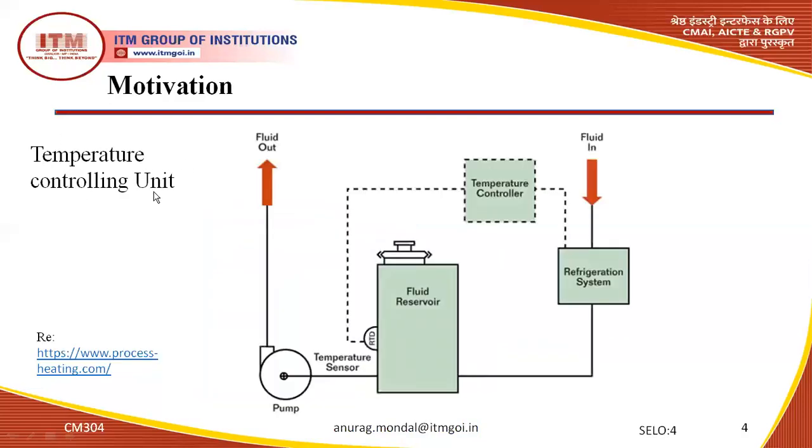This is the temperature controlling unit. Within this fluid reservoir, we need to control the temperature. Here we use a temperature sensor, the RTD. The RTD detects the temperature of the fluid reservoir continuously and sends a signal to the temperature controller, where we set the temperature that we want within this fluid reservoir.